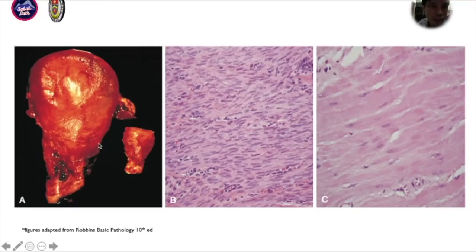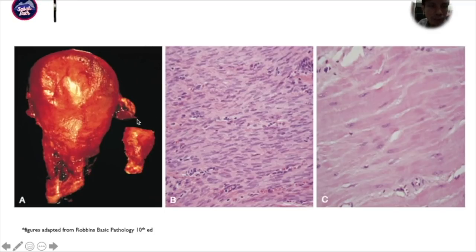You can see this is a normal uterus gross appearance. Up here is the uterine fundus. This is the uterine cervix. This is the fallopian tube here. Maybe at the back here is the ovary. And at this side, the ovary and fallopian tube are not readily seen.